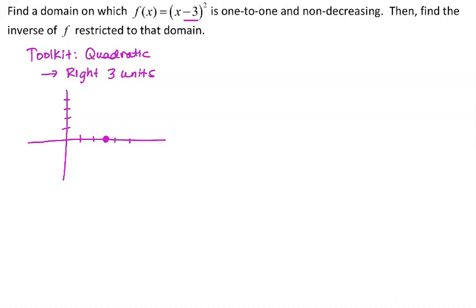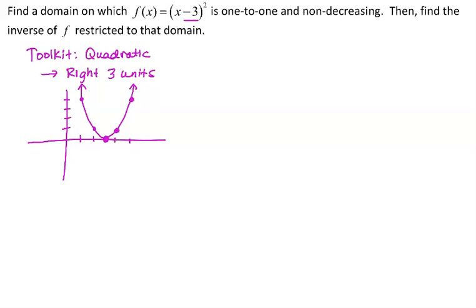We'd normally have the point 1, 1, so that's going to shift 3 units. We'd normally have the point 4, 2, so that would shift 3 units. And then we can use some symmetry to fill in the other side. So this is a sketch of what the function f of x equals (x minus 3) squared will look like.